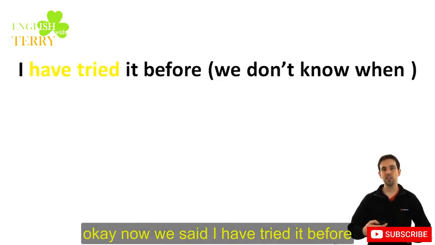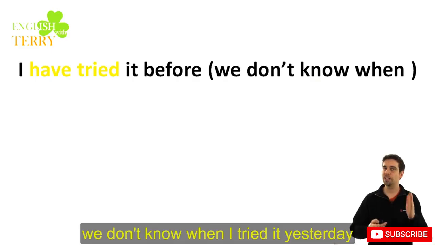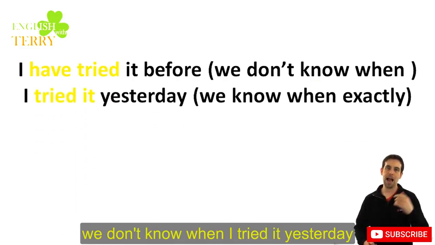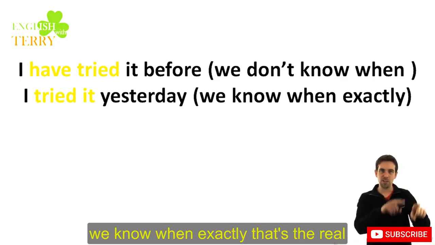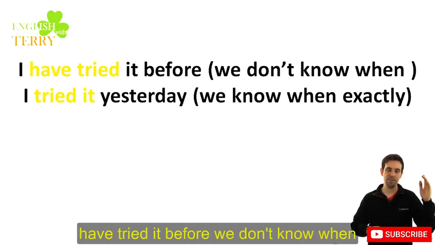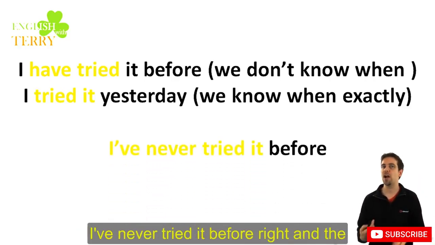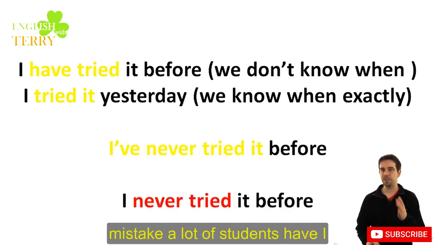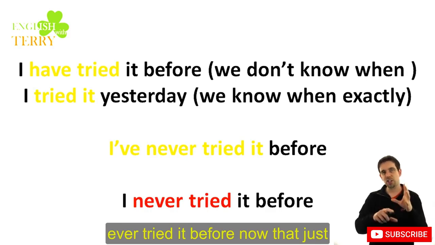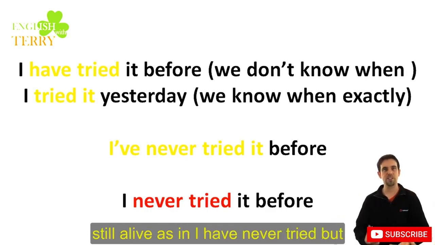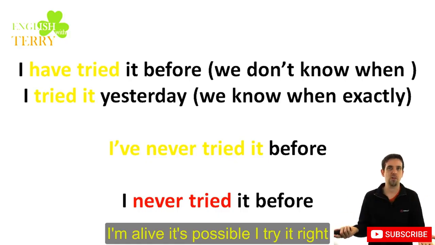Okay? Now, when you say, I have tried it before, we don't know when. I tried it yesterday. We know when exactly. That's the real difference there about experiences. I have tried it before. We don't know when. I've never tried it before, right? And the mistake a lot of students have is, I never tried it before. Now that just doesn't make sense, right? Because you are still alive. As in, I have never tried, but I'm alive. It's possible I try it, right?